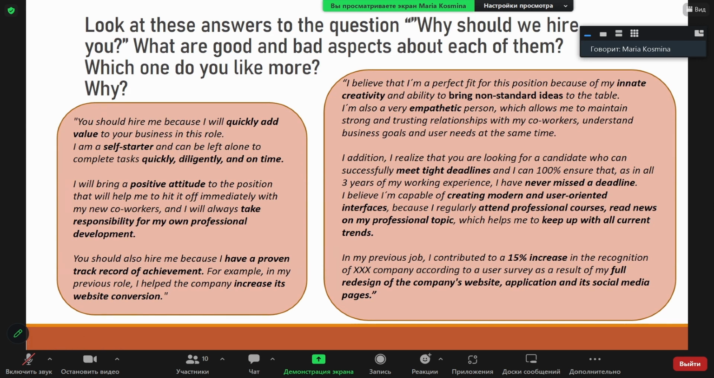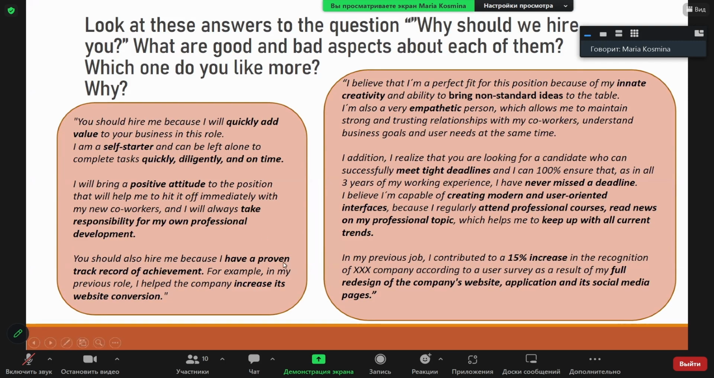So I would say that they both help the reviewers see that the candidate stands out of the crowd. You can clearly see what their positive characteristics are. However, the first one is a bit too vague.